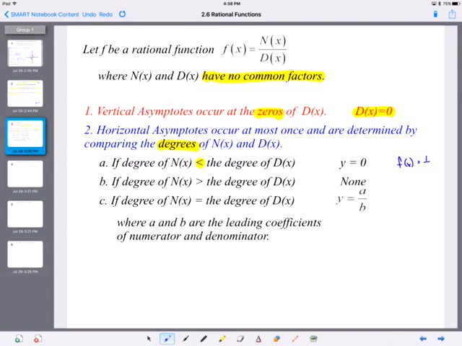f of x equals 1 over x. The degree on top is 0. The degree on bottom is 1. So if that's true, then we have a horizontal asymptote at y equals 0.